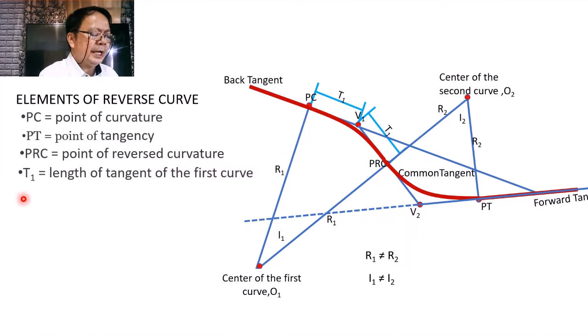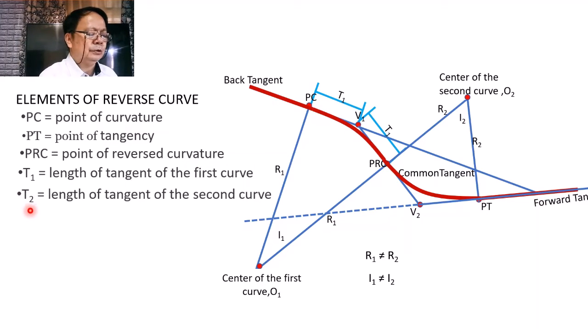The next point is our T sub 2, also called the length of the tangent of the second curvature. It is therefore the distance from the point of intersection of the common tangent and the forward tangent, known as V sub 2, to the point of the reverse curvature or to the point of tangency. So this length is called the length of the second tangent, or the length of the tangent of the second curvature, also called this distance.